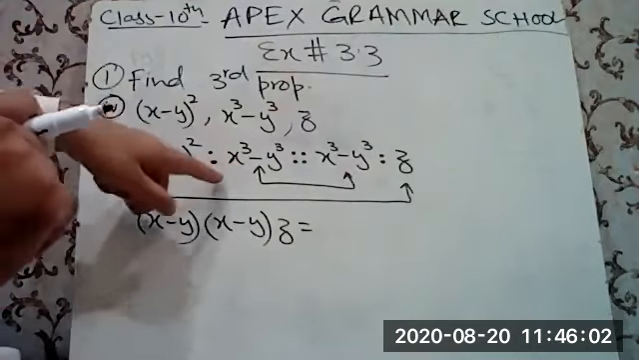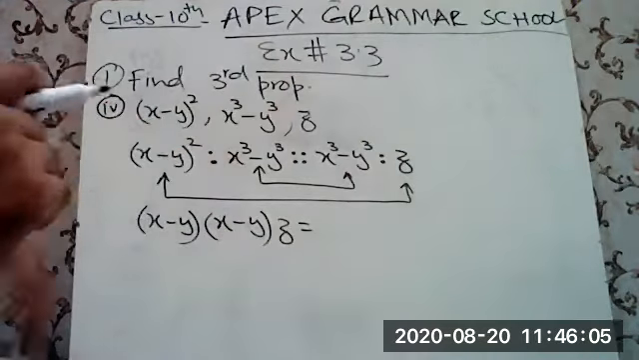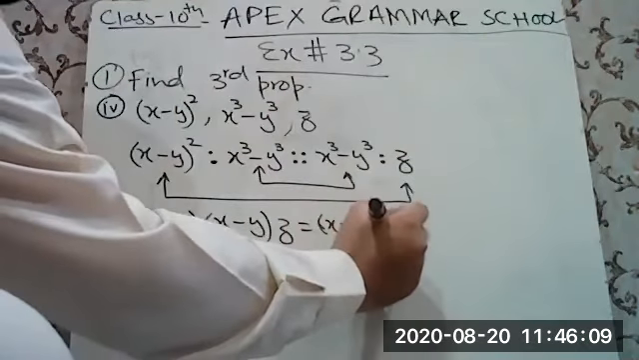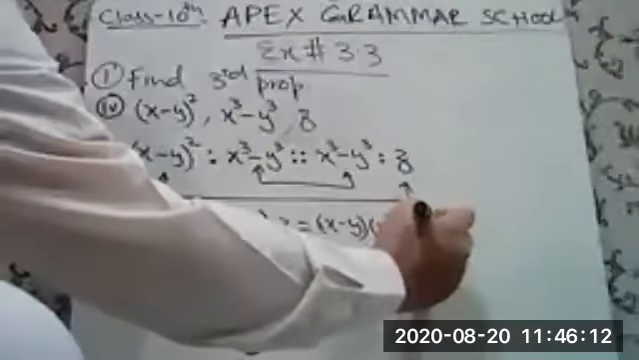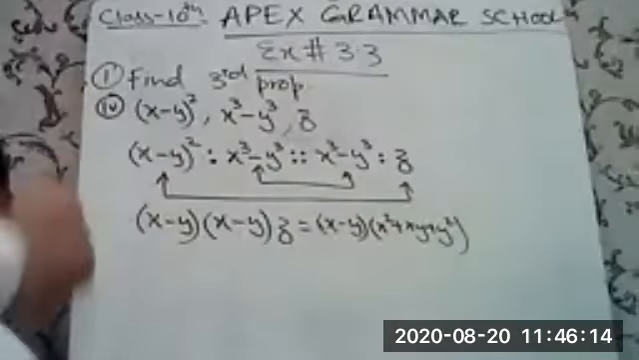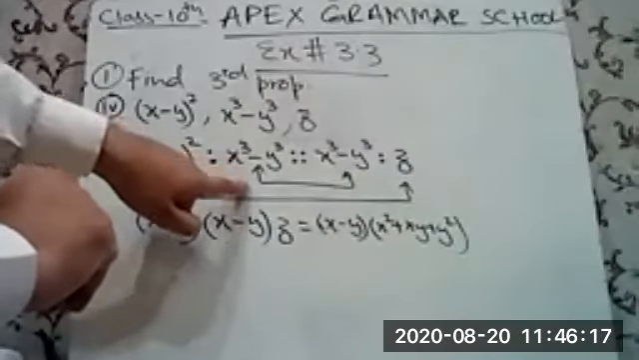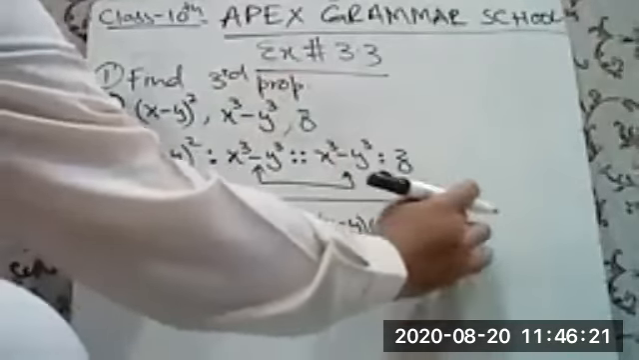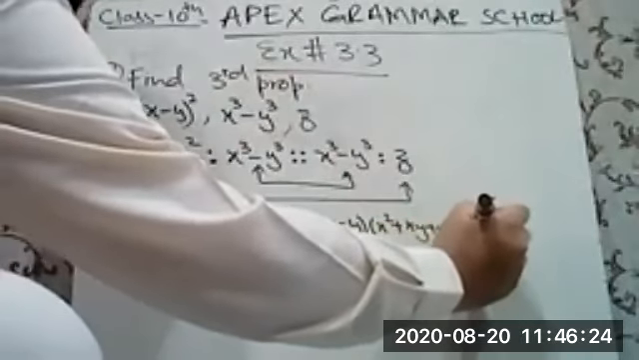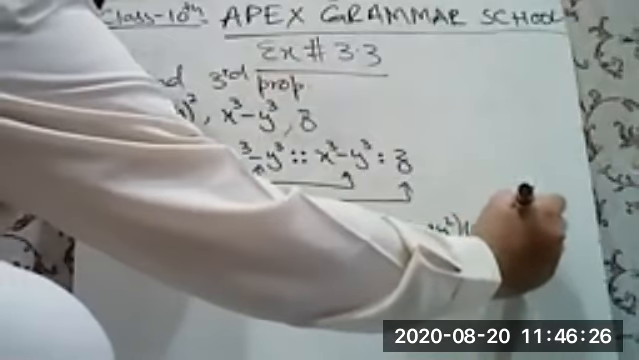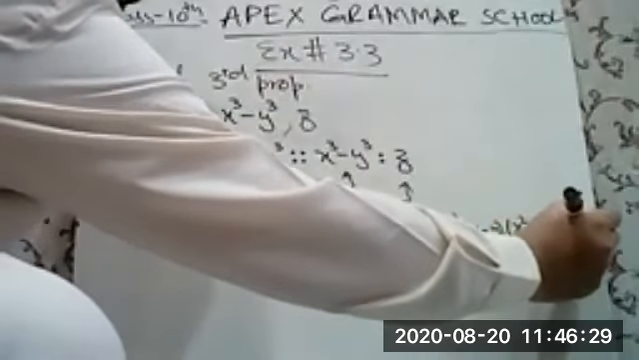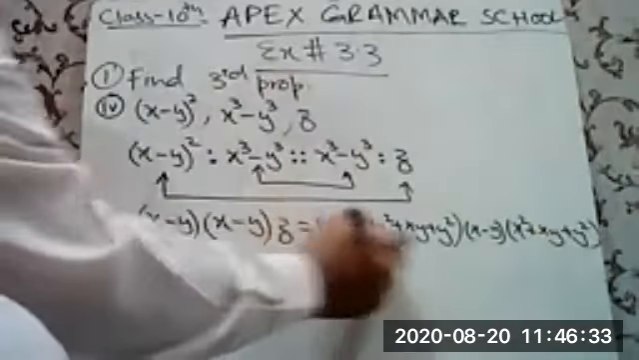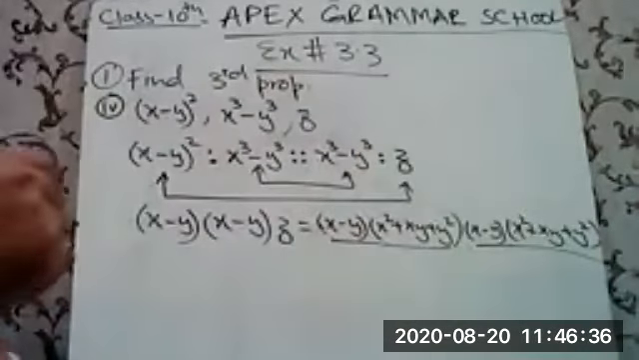You know from 9th class that x cube minus y cube is equal to x minus y into x square plus xy plus y square. This is for this x cube minus y cube. And for this x cube minus y cube, again, we need to write it as x minus y into x square plus xy plus y square. This is the first and second.